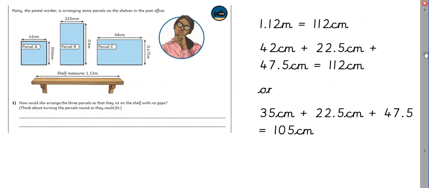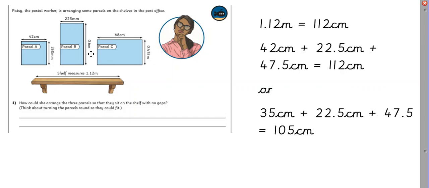So there's 2 answers that you could have. I'm going to convert first of all to centimetres. So 1.12 metres equals 112 centimetres. So you could have 42 centimetres, add 22.5 centimetres, or the 225 millimetres that's up here, add 47.5 centimetres, which is this 0.475 metres here, which equals 112 centimetres.